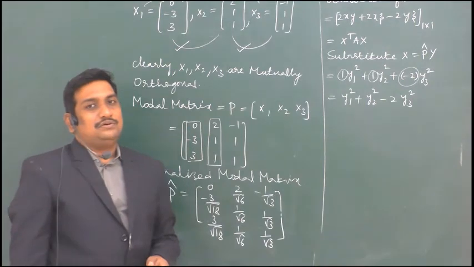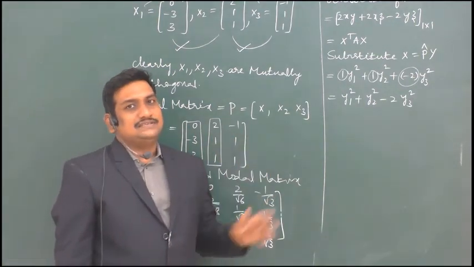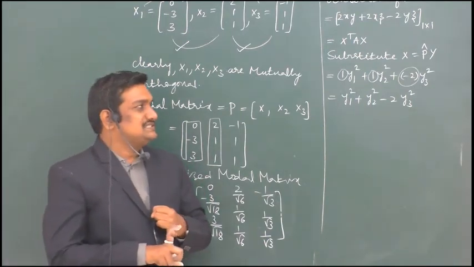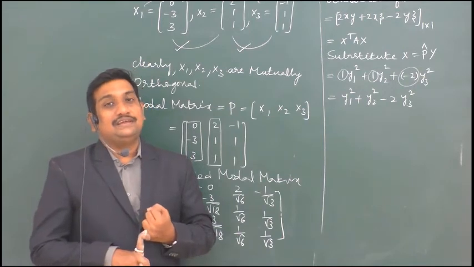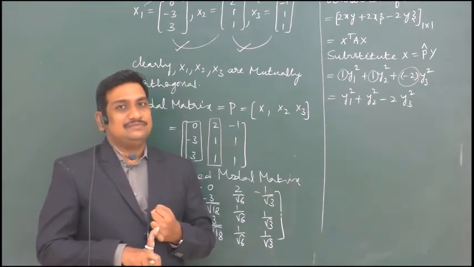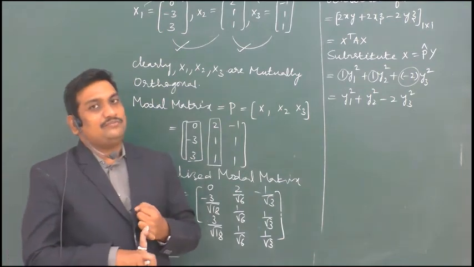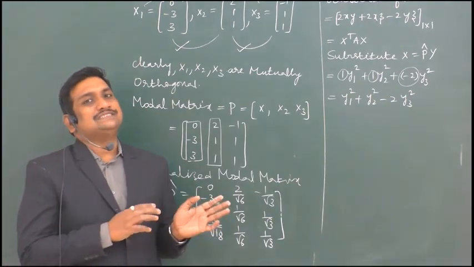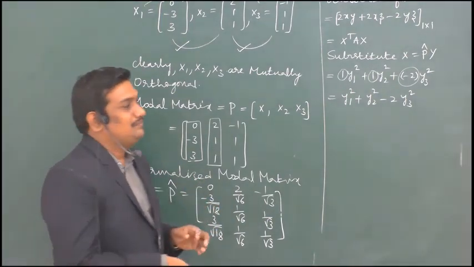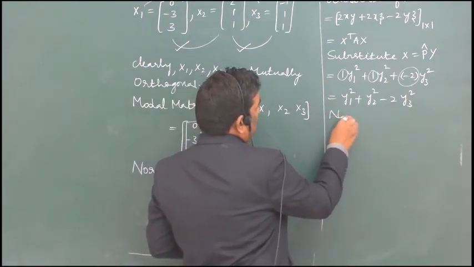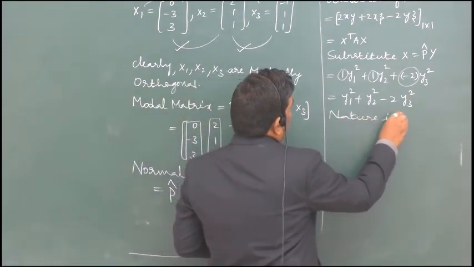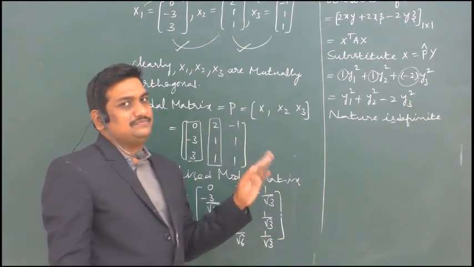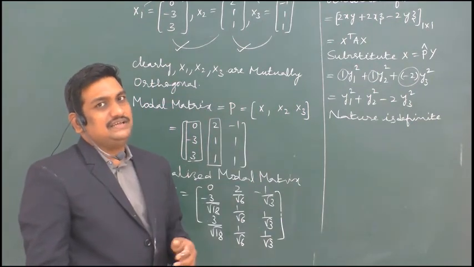Here it is also asked that you need to write the nature. Nature has several subsections: positive definite, negative definite, indefinite, positive semi-definite, negative semi-definite. Here the eigenvalues of the matrix of the quadratic form are 1, 1, minus 2, in which some are negative and some are positive, hence the nature is indefinite. The reason is some of the eigenvalues of the matrix of quadratic form A are negative and some are positive, hence the nature comes under indefinite.